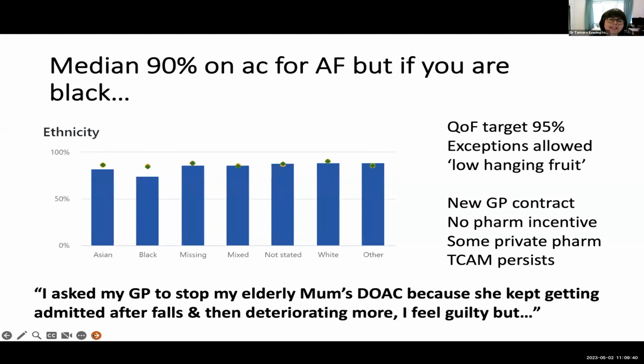In terms of incentives, there's another incentive which we, as primarily secondary care specialists, although I noticed there's some primary care specialists, may know less about, and that is the GP contract and this QOF framework, which incentivizes achievement of targets. So there's a QOF target of 95% to anticoagulate for atrial fibrillation. Now, exceptions are allowed, you'd be pleased to hear. So your 95% target.